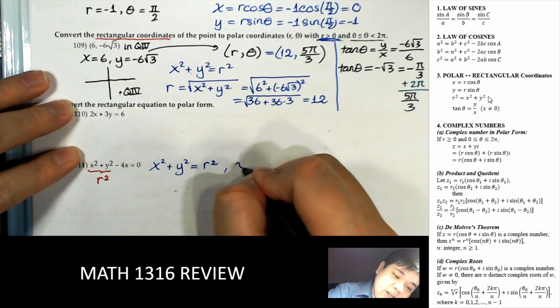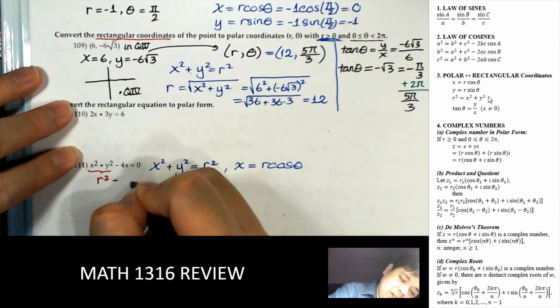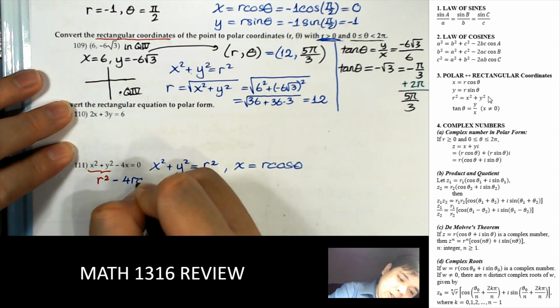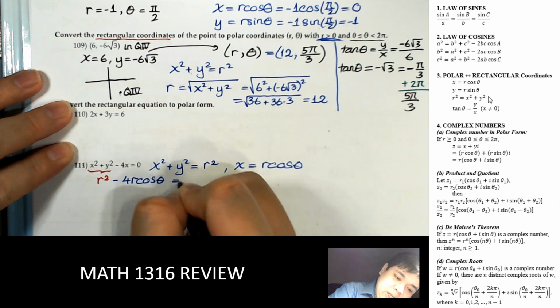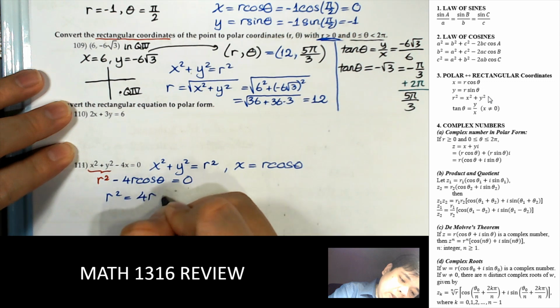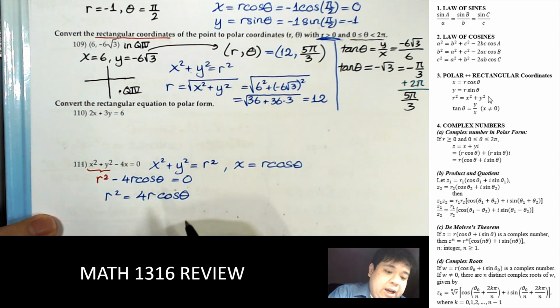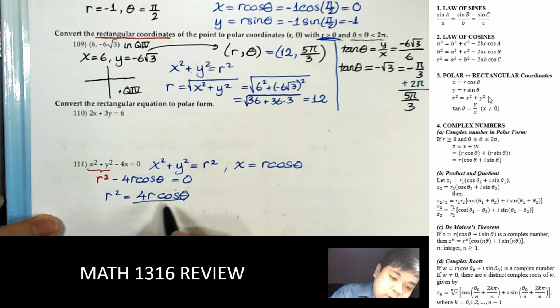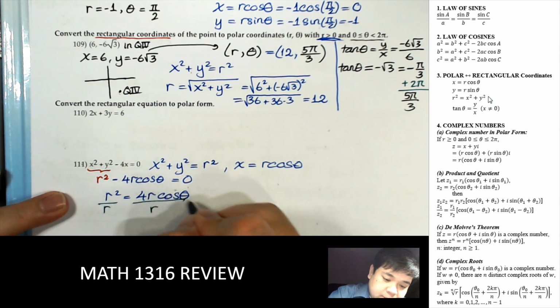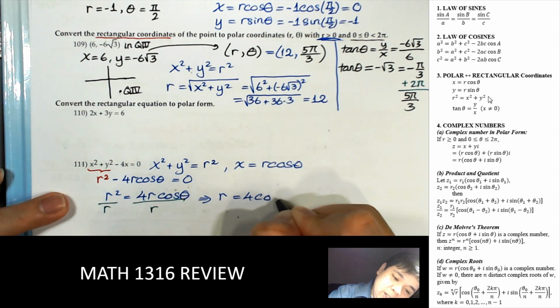And then x is r cosine theta, equal to 0. Move that over. And we can divide by r on both sides, assuming r is not equal to 0. So we have r equal to 4 cosine theta.